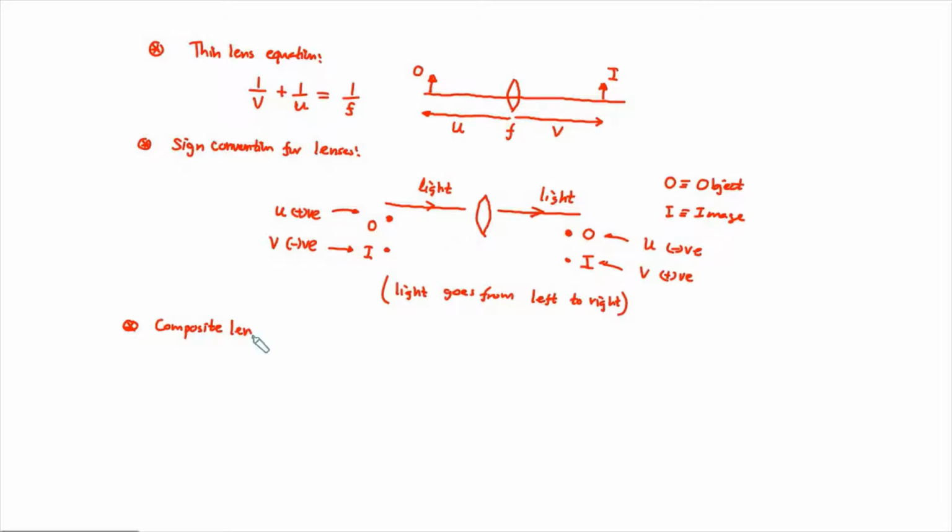Composite lens equation, or sometimes it's called the combined lens equation. So say that we have two lenses. It could be concave and convex, two concave lenses, two convex lenses. It could be any combination, but you have two lenses that are touching one another, that are in contact. That is all. That is very important.